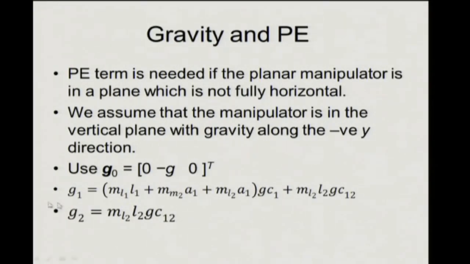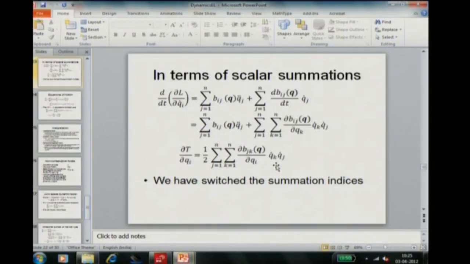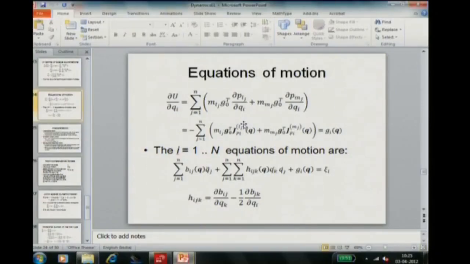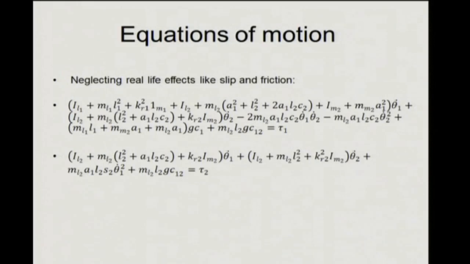So, there are two terms here, one for G1 and one for G2. So, you have this U term here which you can calculate like this. We are doing the same thing using the same Jacobians that we have used for the kinematics, and then we will end up with, finally we will calculate this thing is equal to G_i(q). So, these are the two terms G1 and G2 that you get. If you neglect such real life effects like slip and friction, you will end up with two equations. All of this becomes equal to tau 1 and all of this becomes equal to tau 2.